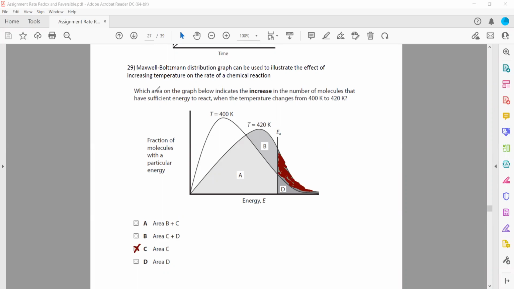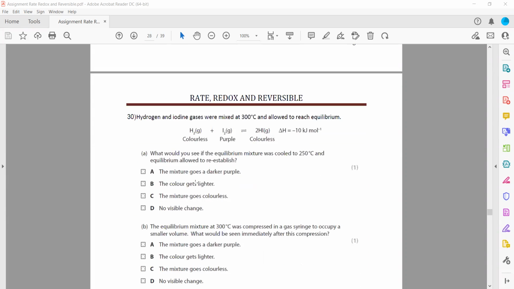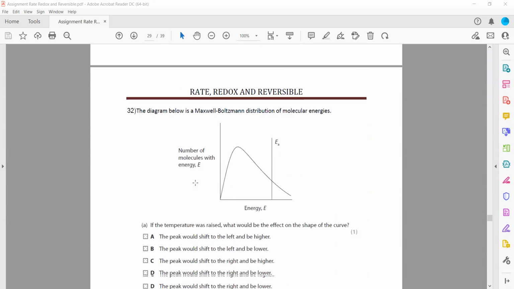because in the question they mentioned which area of the graph indicates the increase in number. They're not talking about the total number of molecules which are reacting. If they ask for the total number of molecules which are reacting, then C plus D should be the answer. But the D molecules were already reacting. When we increase the temperature, the molecules in this area will also react. So the increase is actually by C. Then 31 is there.